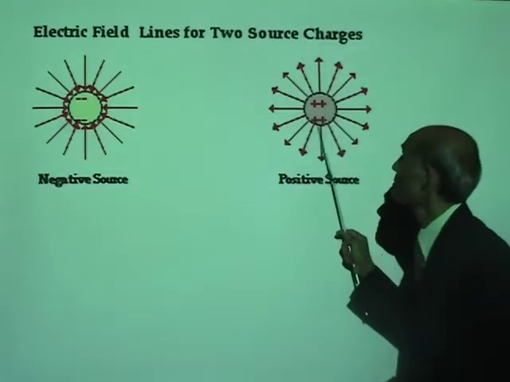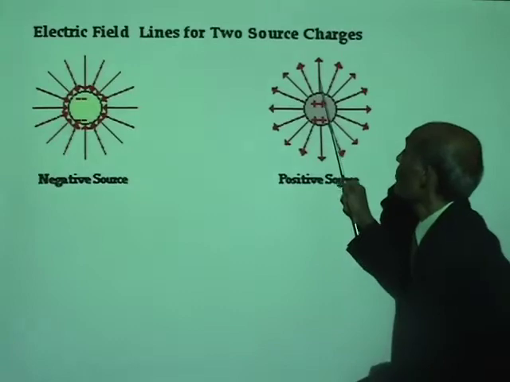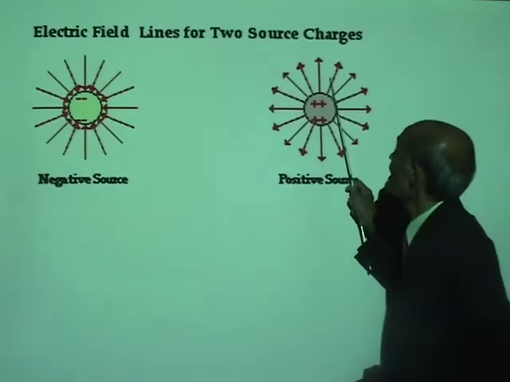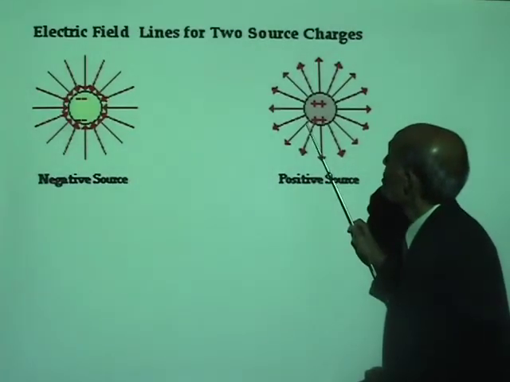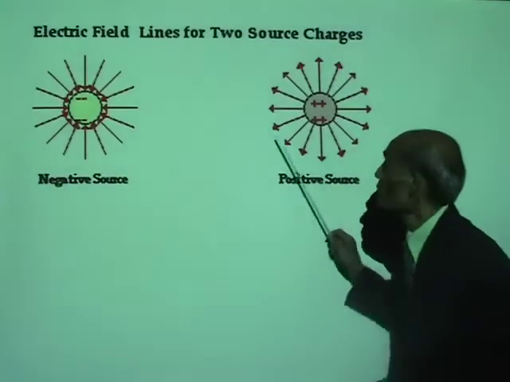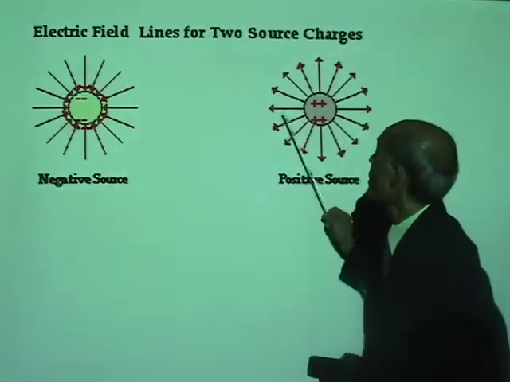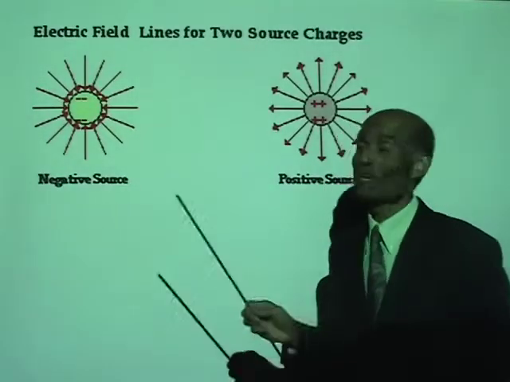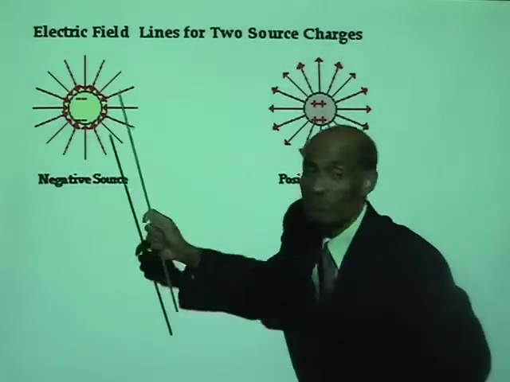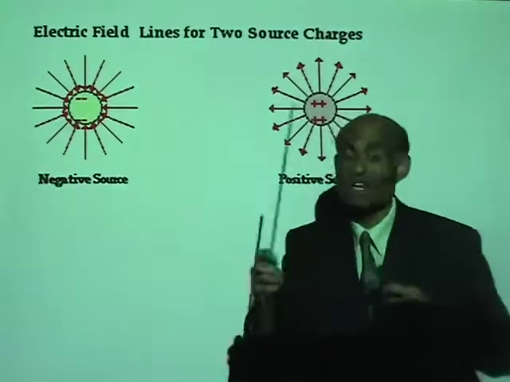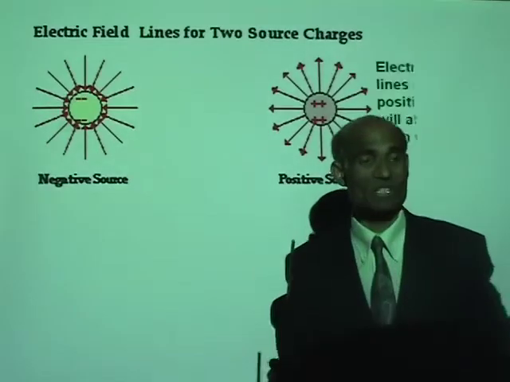Similarly, this is a positively charged object. If I keep a unit test charge here, it's going to move that way. If I keep a unit test charge here, it's going to move that way. Now, anywhere in here, the unit test charge is going to go away. So, this represents the field lines around a positively charged object. So electric field lines for a negatively charged object all converge to the negative charge, and these are the electric field lines for a positively charged object.